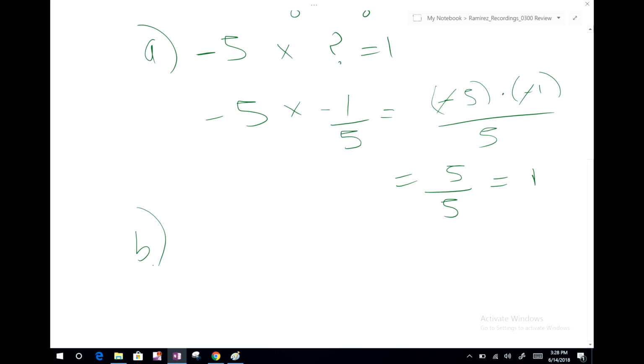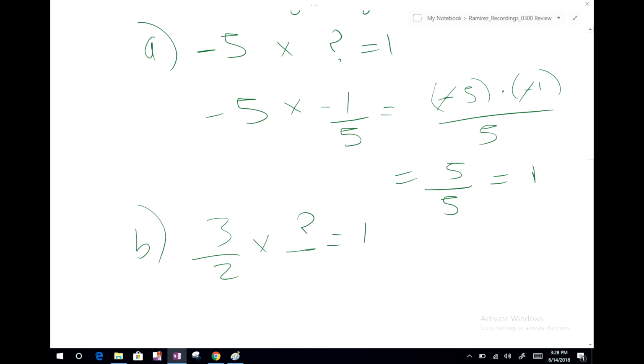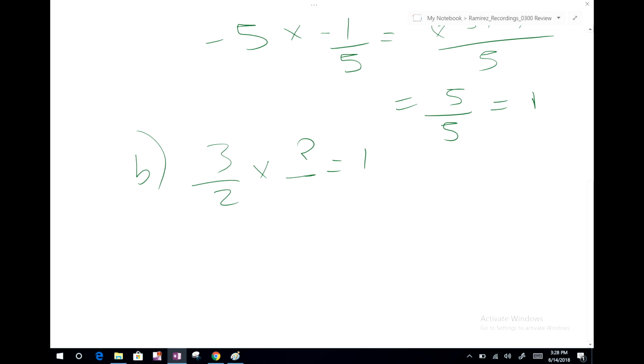For B, we have 3 over 2. What's the multiplicative inverse of 3 over 2? Well, it's its reciprocal. Well, what's the reciprocal of a fraction? You switch the numbers. The denominator now becomes the numerator. The numerator becomes the denominator. So 3 over 2, now the 2 is going to be on the numerator, and the 3 is going to be on the denominator. So 3 times 2, and then in the denominator we have 2 times 3, and so 3 times 2 gives us 6, 2 times 3 gives us 6, and that is just 1.